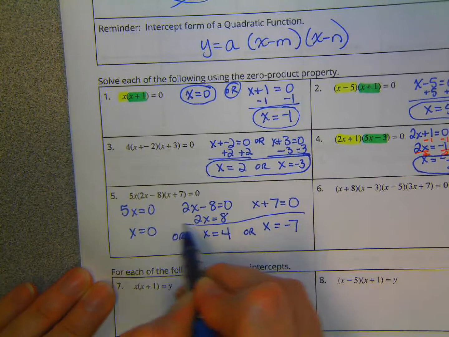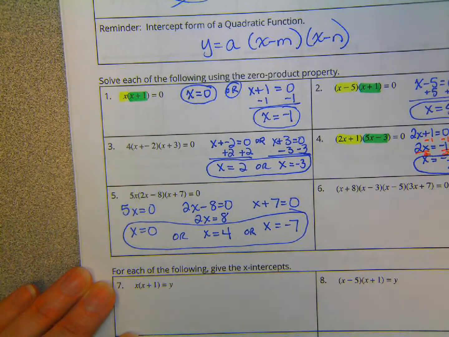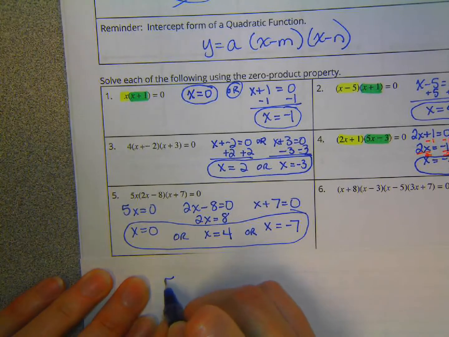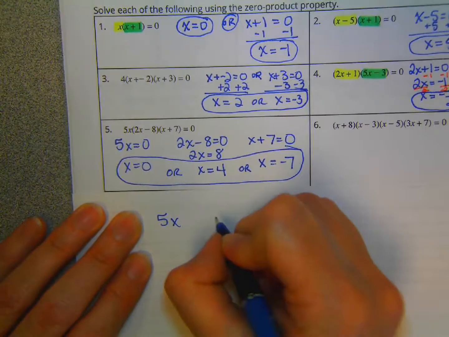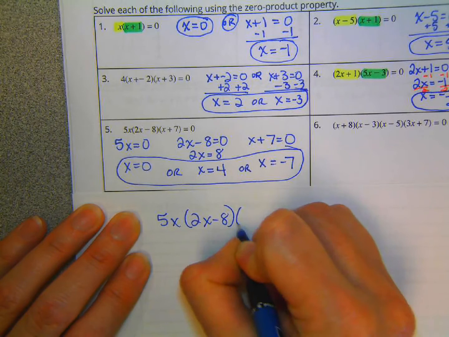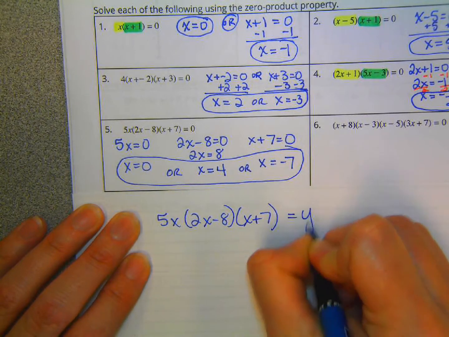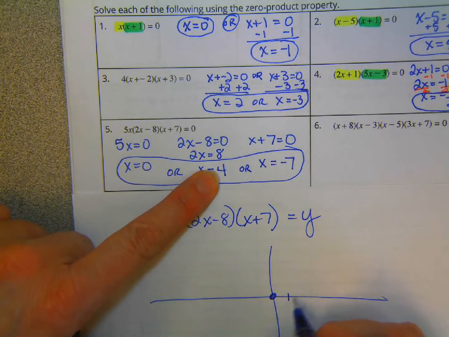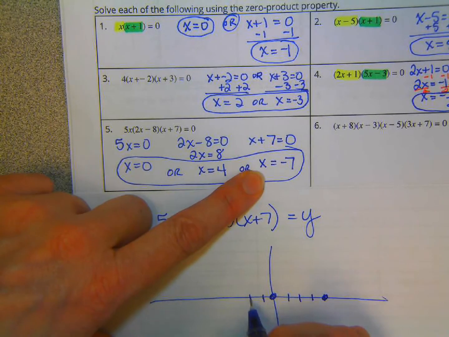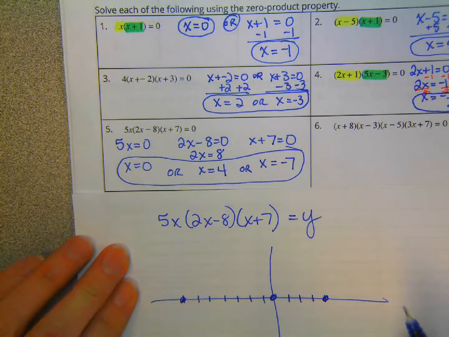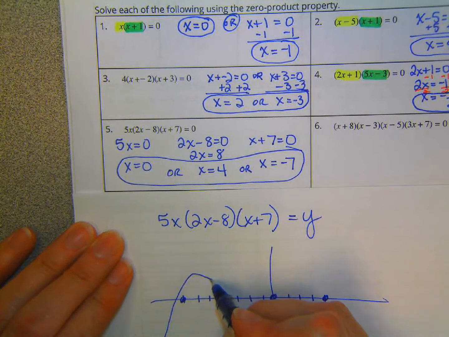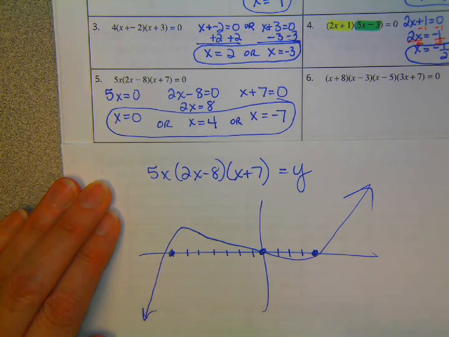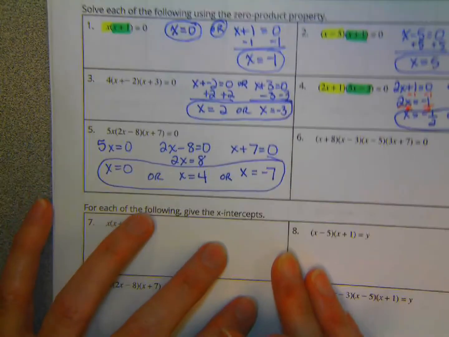And I'm going to give you this information for free. I'm not charging you a penny for this. If we were to graph this, it would cross here, here, 1, 2, 3, 4, 5, 6, 7, and here. And it would look something like that. You don't need to know that right now, but that was free stuff.